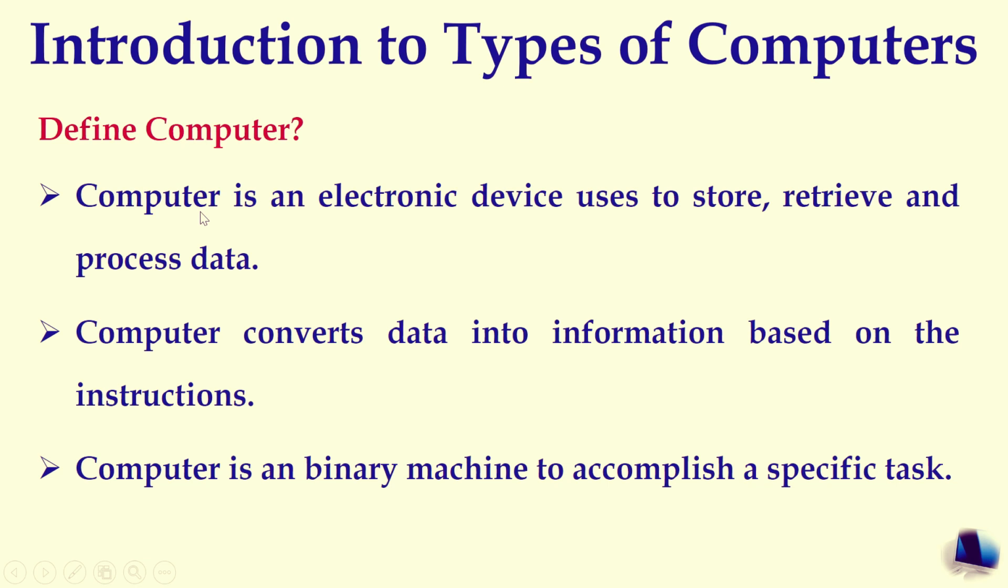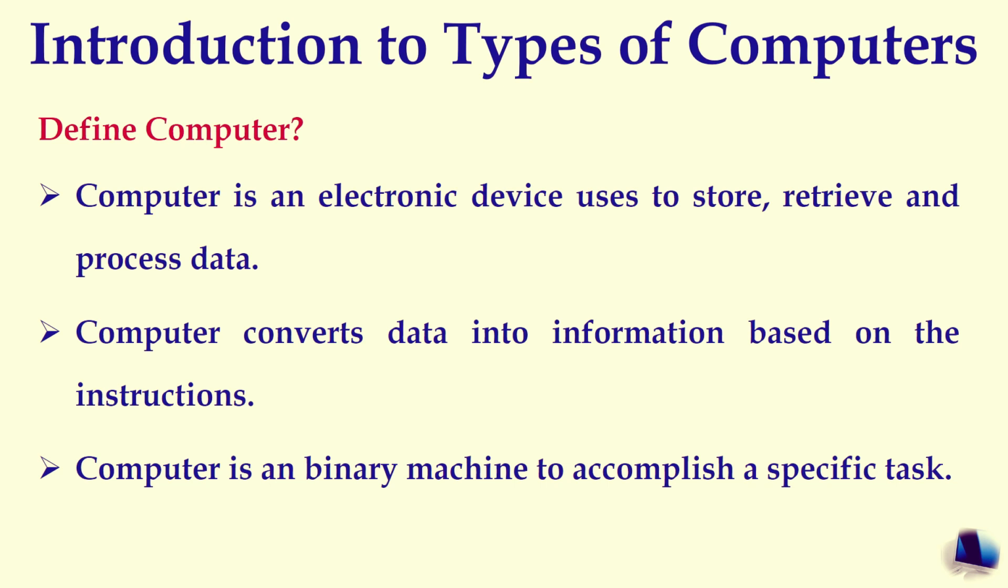So what is a computer? Computer is an electronic device. Why is it called an electronic device? Any device which needs electricity to function is called an electronic device. So what is the use of computer? It can store the data and information as well as process it. So what is the work of computer? When you give the data, it will give you the information. This is the actual work of computer.